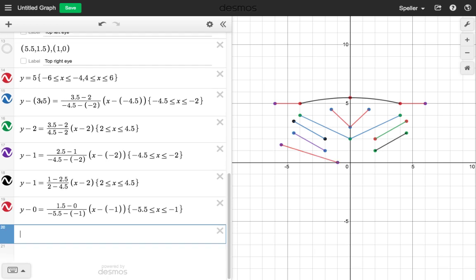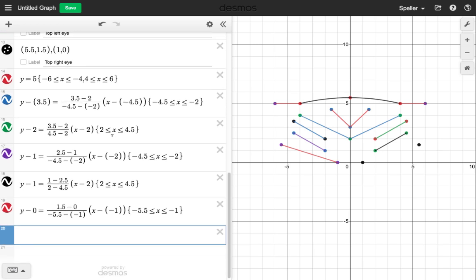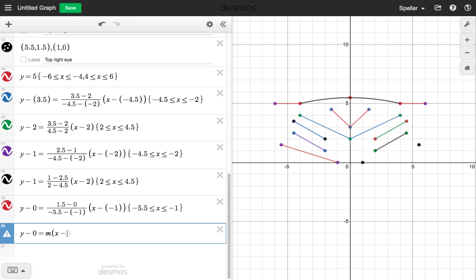All right, and now let's go ahead and work on the top of the right eye. And again, let's use the point down here at the bottom, the easier one, which is 1, 0. So y minus, the y value was 0, equal to, we'll put in the slope in just a second, x minus, and the x value was 1 for that point.